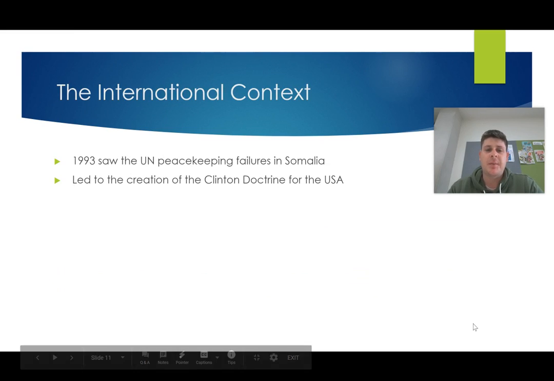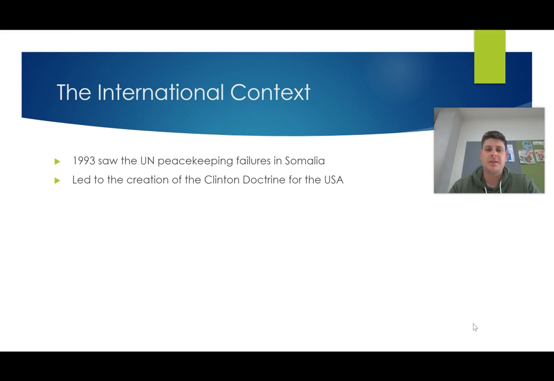In 1993, we had the UN essentially failing to peacekeep in Somalia. We see the UN involved as well, and these failures to essentially stop this conflict from happening and having to suffer the consequences within it. This led to something called the Clinton Doctrine, which was essentially the USA withdrawing back into itself, but also saying on a world context that it was important to intervene and to stop these horrific things from happening.